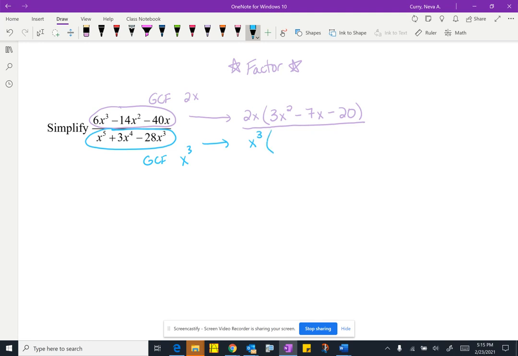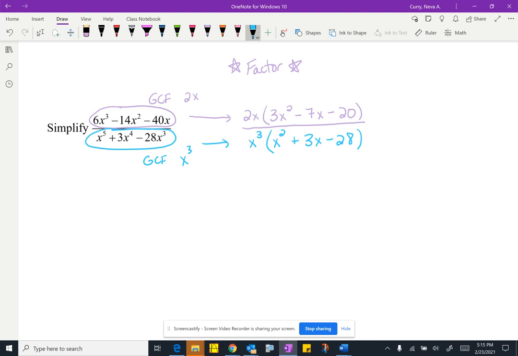If I do x to the fifth divided by x cubed, I'm left with x squared. 3x to the fourth divided by x cubed, I'm left with 3x. And then negative 28x cubed divided by x cubed, I'm just left with a negative 28. So I've factored out the GCFs from both the numerator and the denominator.